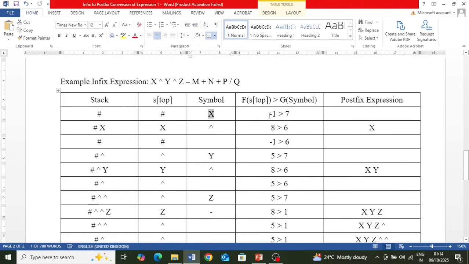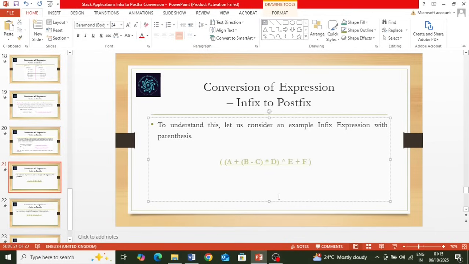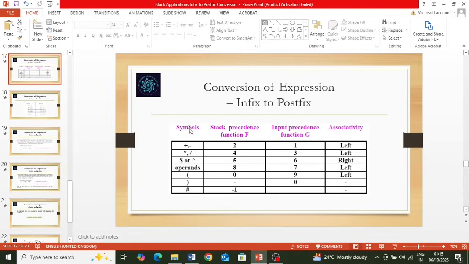The hash value in the function f is -1, whereas the x value is what? 7. For confirmation you can just go back to the table we have studied here, and you can observe.